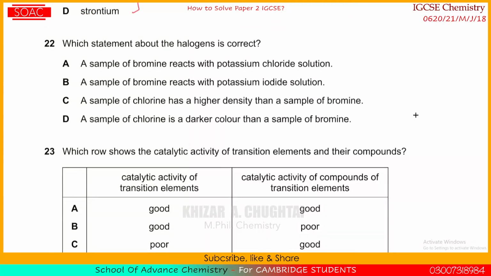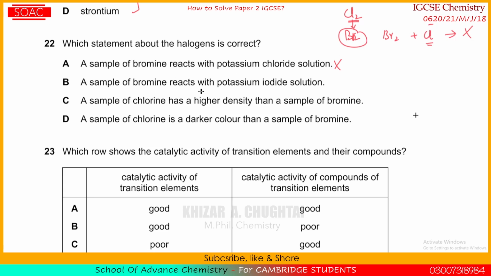22. Which statement about the halogens is correct? A sample of bromine reacts with potassium chloride solution. No. Basically, bromine is lower in the group than chlorine. So bromine Br2 aqueous cannot react with Cl negative ion aqueous, as it is less reactive, or it is lower in the group.